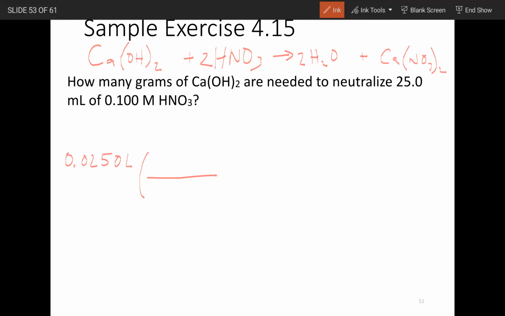So we can use the molarity. So liters HNO3. And then that molarity, 0.1 molar, really just means we'll have 0.1 mole for every liter of this solution. So if we stop at this point, that tells us how many moles of nitric acid we would have in this volume of that particular solution. And now that we're in moles, we can use the balanced chemical equation to go from nitric acid to calcium hydroxide.